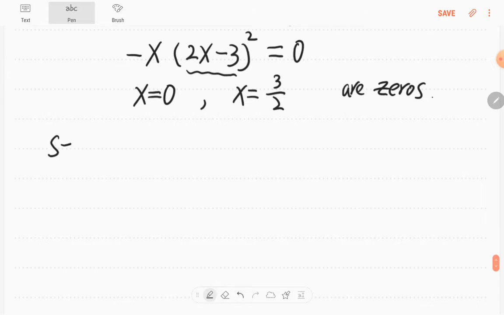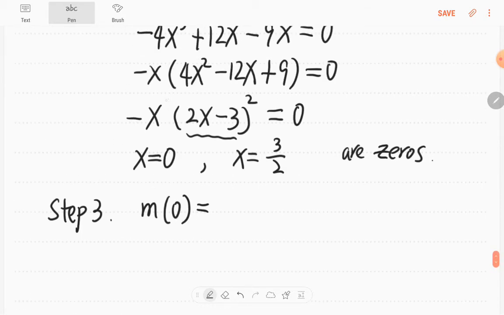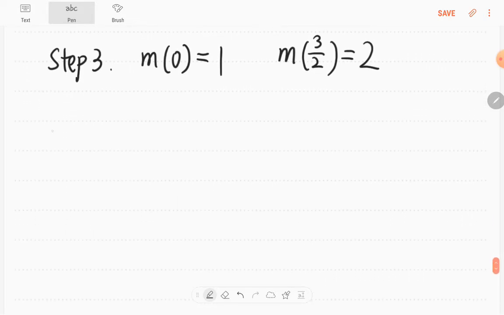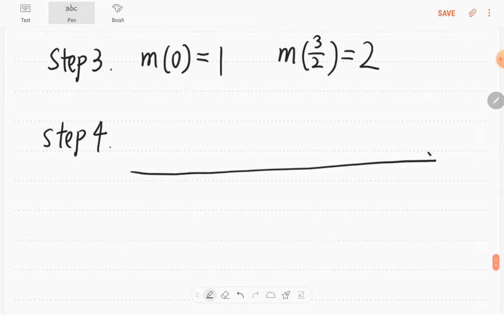Step 3, we need to determine the multiplicity. For the first zero, 0, the power is 1, so the multiplicity is 1. For the second zero, 3 over 2, the power is 2, so the multiplicity is 2. Now step 4, we collect all the information we have. When you draw the graph, first locate the zeros. 0 is here, and 3 over 2 is here, for example. We just need to sketch the graph, and we don't need to be very accurate.